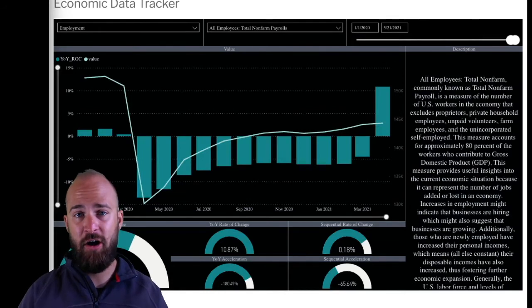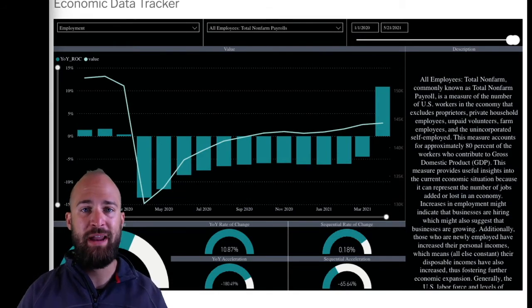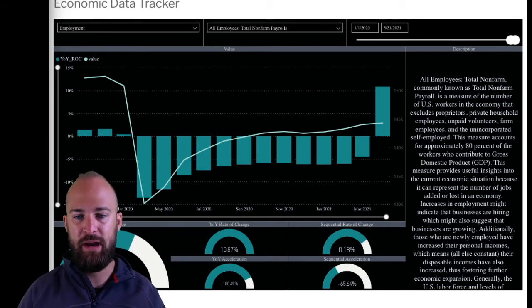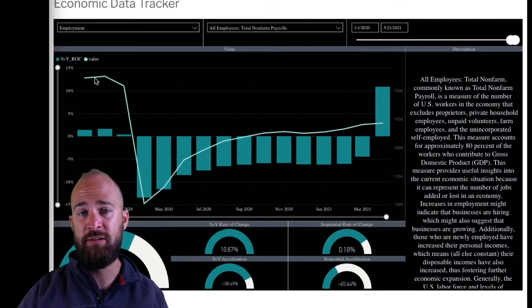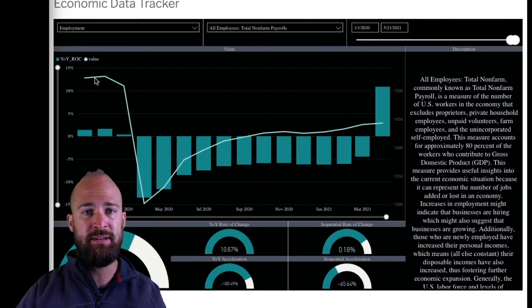Here we're looking at the all employees total non-farm payrolls. Now this is a measure of how many people are currently working, more or less, right now. So again, seeing an improvement as this number has moved up, but still not back to pre-coronavirus levels. So notably still not back to where we were before the fallout.